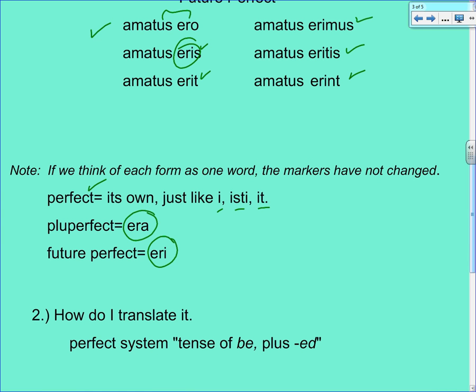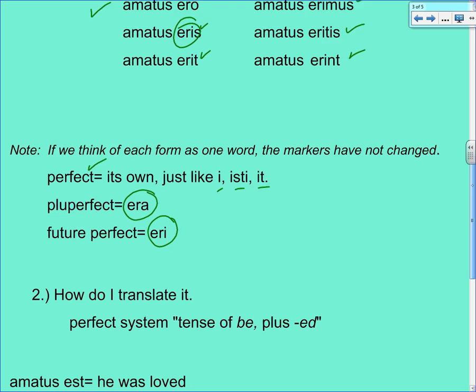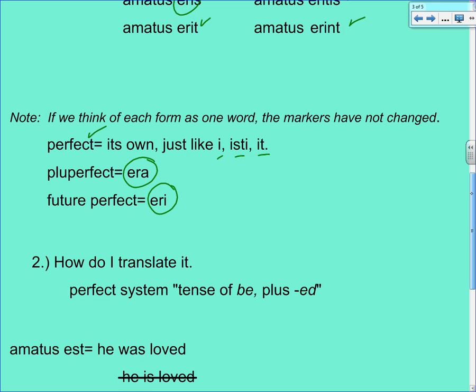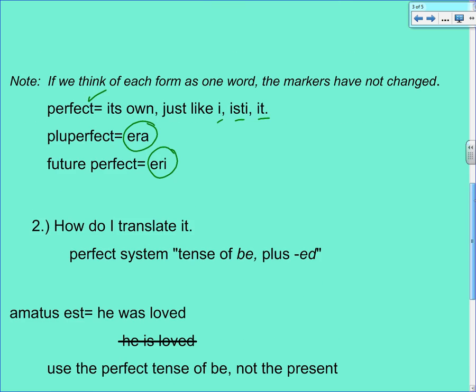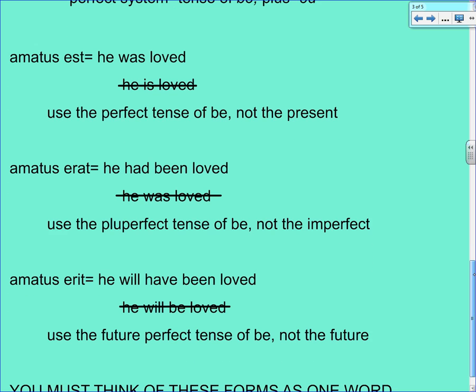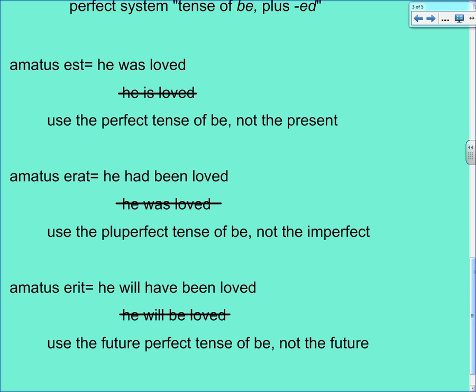Well, in the perfect system, you're going to use the perfect system tense of be plus the ed, or the simple past form of the verb. You'll hear me say tense of be plus ed about 100 times when I'm dealing with the passive system. So let's look at amatus est. Here's where you guys are going to make a little bit of a mistake when we're translating this, especially if you're not thinking of this as one word. If I look at amatus est here, a lot of you guys will see the est and think of is. We have to think of this as one word.